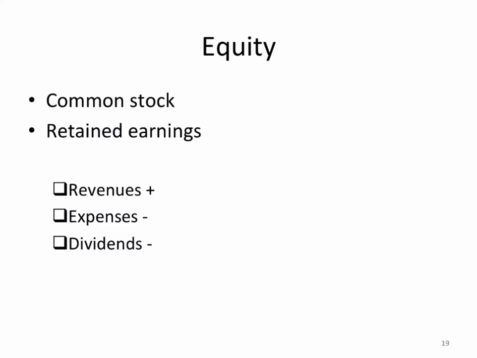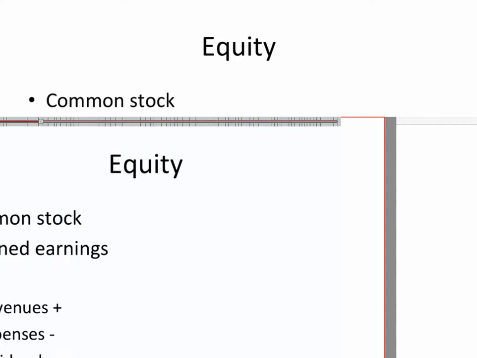Okay, then we have equity accounts. Now there's lots of different equity accounts. At this point, we're going to kind of restrict them. We have common stock, which is stock that we issue. I'm talking about from the company standpoint. It's stock that we issue. Okay. Then we have retained earnings. Retained earnings is a running total of our revenue minus our expenses minus dividends to date. So retained earnings is a cumulative total of all our income to date less any dividends we've paid.